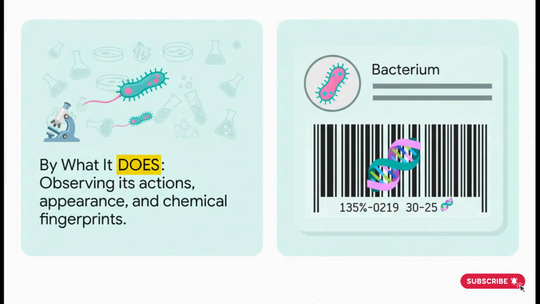Well, it really boils down to two main philosophies. You can identify a bacterium by what it does, watching its behavior, how it looks, the chemical trails it leaves behind. Or you can identify it by who it is, by reading its unique genetic ID. It's kind of like the difference between identifying a person by how they act versus just checking their driver's license.